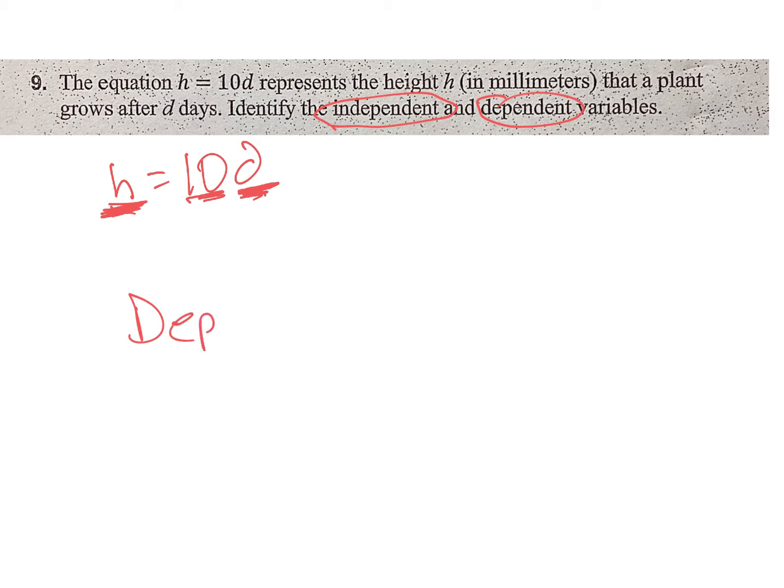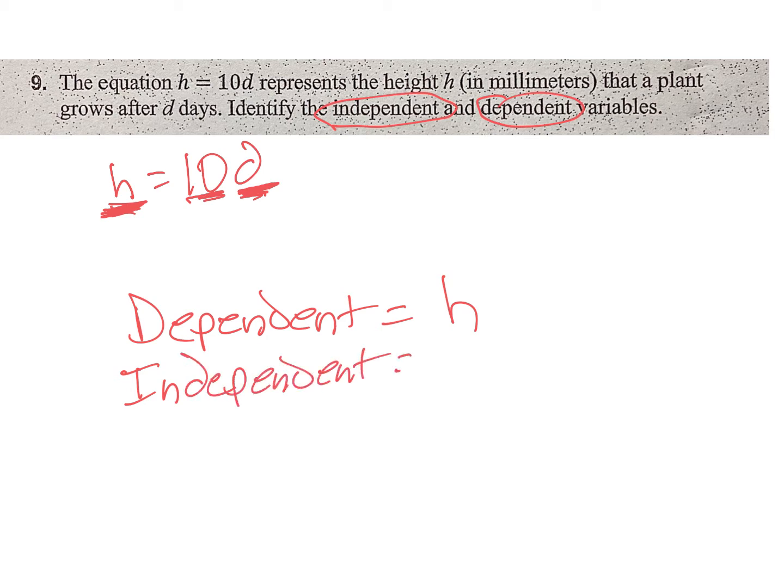So my dependent variable equals h. Now days can be whatever. It doesn't matter how many. It's independent. It's free to choose. Independent equals the d. So d is independent, completely free. Once we know the days, then we multiply it by this 10, and we will get h. So we can't know h unless we know d. So the way to think about that is h is completely dependent upon whatever d is. And d would be your independent.